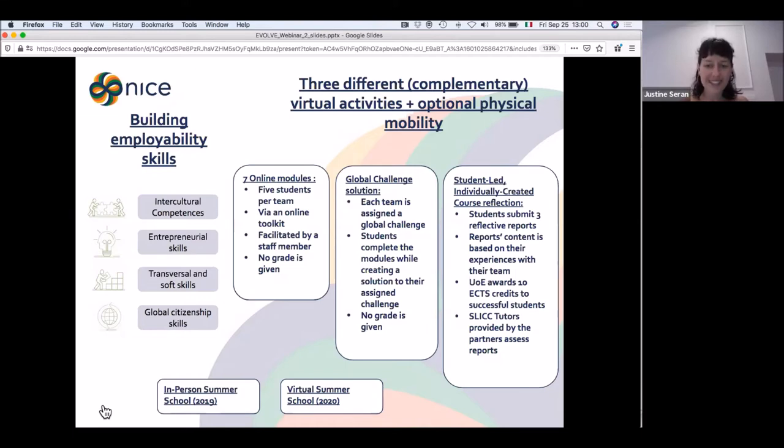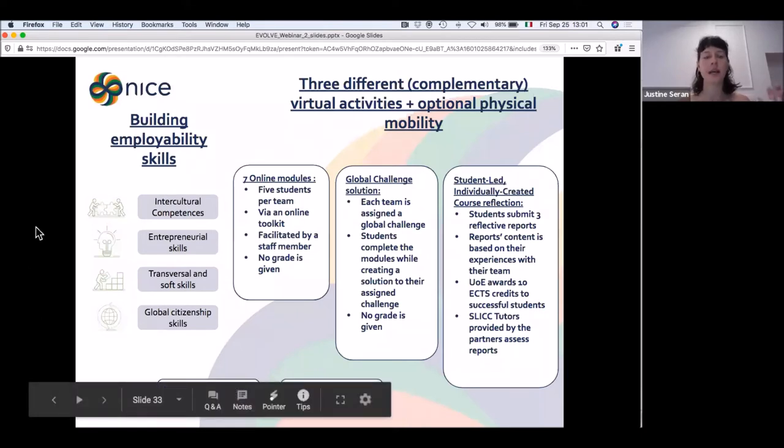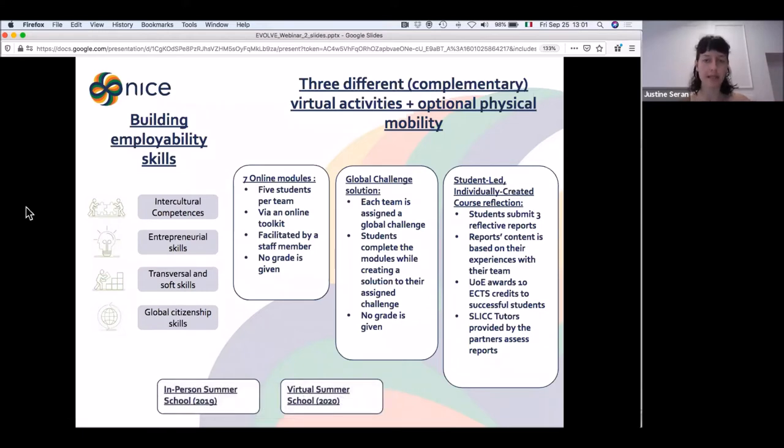At the bottom, sadly it's a little bit low on the slide, you can't see, but we had an in-person summer school in 2019, and because of the pandemic we had an online virtual summer school this year in 2020.